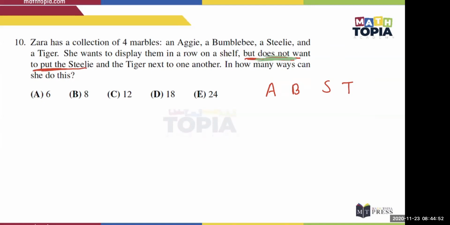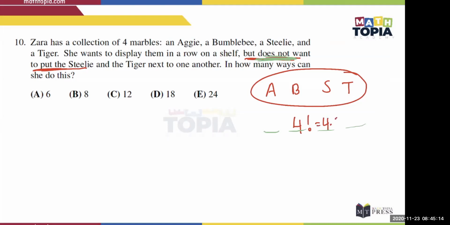Well, a way to think about this, we could solve for the ways that the steely and the tiger are next to each other, but then subtract from the total amount of ways. If we have no condition, A, B, S, T, how many different arrangements can we make? It would be 4 factorial, 4 times 3 times 2 times 1, 24.